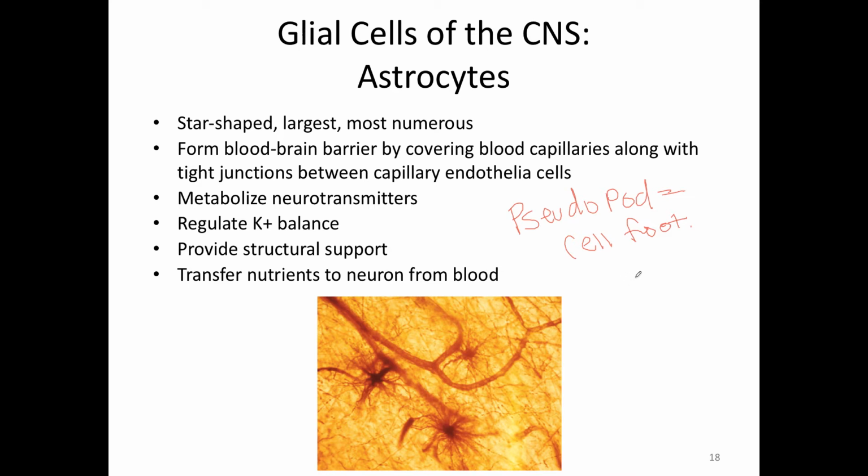These can also metabolize neurotransmitters. So if you're constantly neurotransmitting, which your brain always is, having cells to help with that is important. They regulate potassium balance in the extracellular fluid, and this is very important because potassium has the greatest influence on membrane potential.